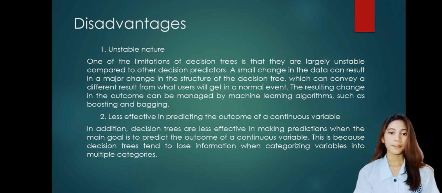Second, less effective in predicting the outcome of the continuous variable. In addition, decision trees are less effective in making predictions when the main goal is to predict the outcome of a continuous variable. This is because decision trees tend to lose information when categorizing variables into multiple categories.